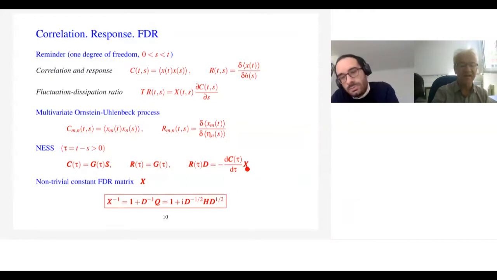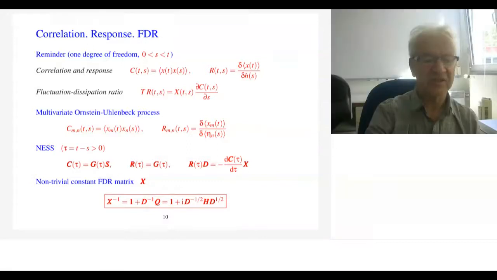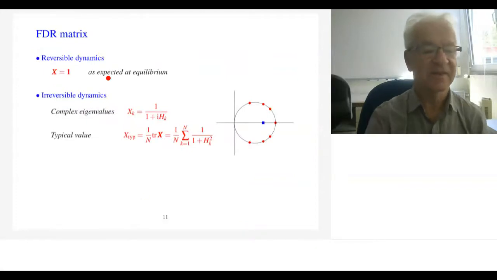And what is this constant fluctuation-dissipation ratio matrix here? You can work it out, you know everything. It is given by this. X inverse is, again, proportional to 1 plus Q, this measure of the distance to equilibrium, or equivalently, in dimensionless form, proportional to H. Here it is manifest that everything is dimensionless. So this is another of the key results of this approach. Of course, at equilibrium, Q vanishes, so you get back X equal to 1. You get the standard fluctuation-dissipation results, of course, at stationarity, because we have focused on stationarity.